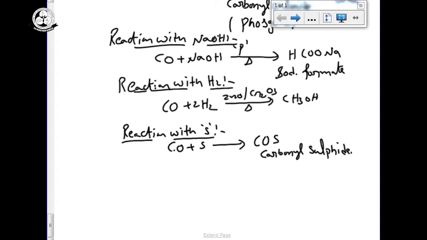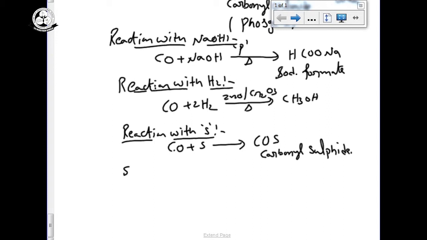Like this, we have many chemical reactions. Where do we use water gas and producer gas? They are used as fuel, because while burning these two gases we get a large amount of energy.